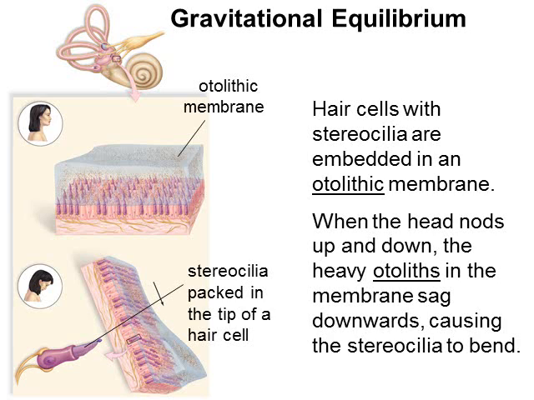Gravitational is yes, up and down. These are tiny bones embedded in an otolithic membrane. Kind of strange. When the head nods up and down, the heavy otoliths in the membrane are going to sag downwards. This makes sense, right? They're tiny bone cells, and they're going to just go down, and that bends the stereocilia.